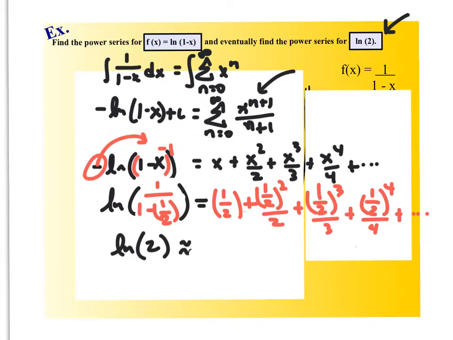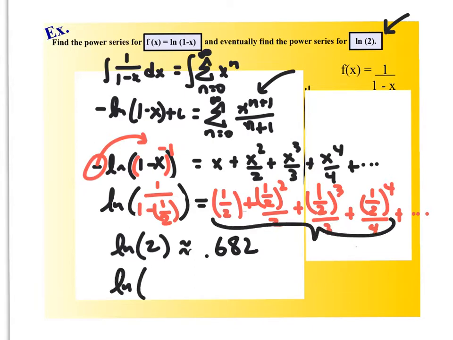Okay, so my calculator, if I type this in, gives me 0.682, right? If I type in these 4 terms. Now this is going to be an approximation. If I actually type into my calculator natural log of 2, it pops out 0.693, so it's actually pretty close.